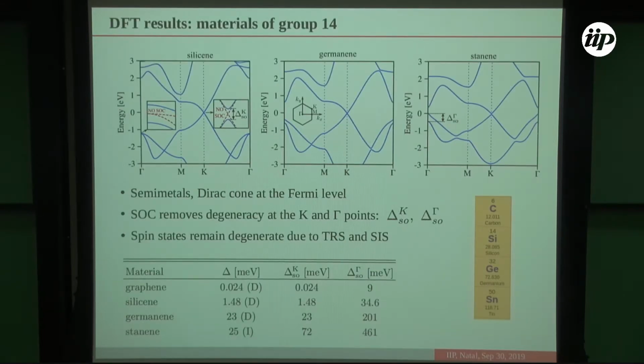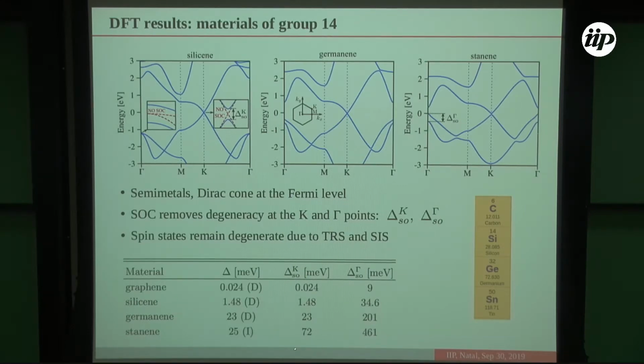So first let me focus on the spin orbital gaps. We extracted them from DFT. So here I plot the band structures of silicene, germanene, and stanene. Graphene I skipped because it essentially looks as in silicene, but the spin orbital gaps are much smaller. So what is the effect of spin orbit coupling? We know that if there are some degeneracies, some of them can be removed by spin orbit coupling, for example here at the K point and here at the gamma point. And I extracted those spin orbital splittings here.